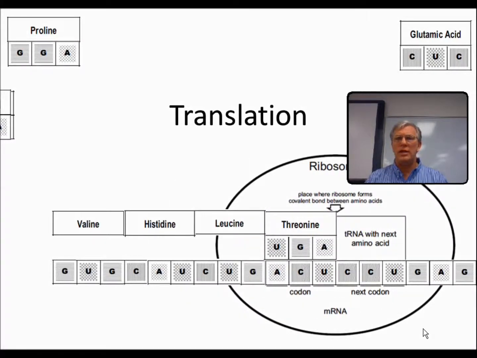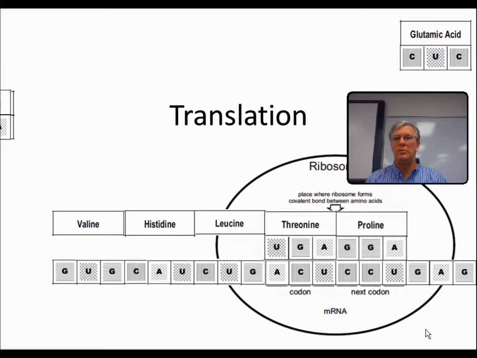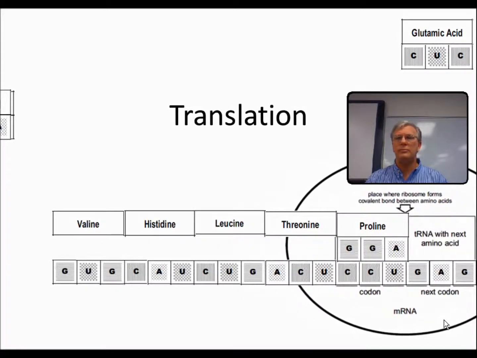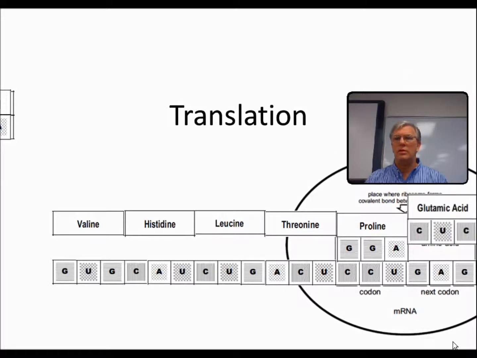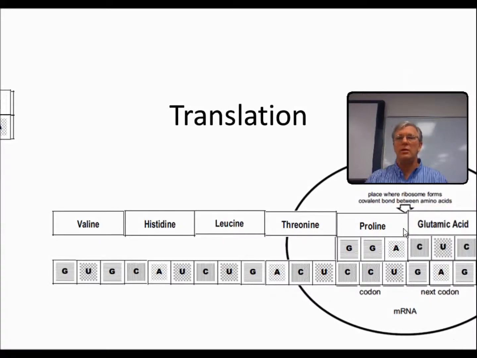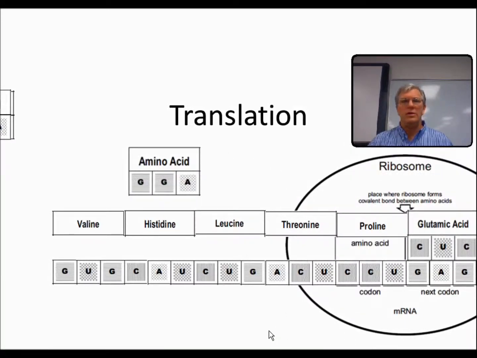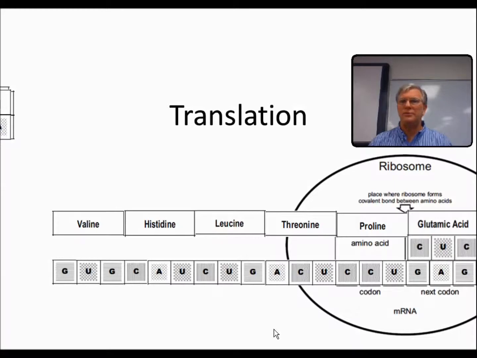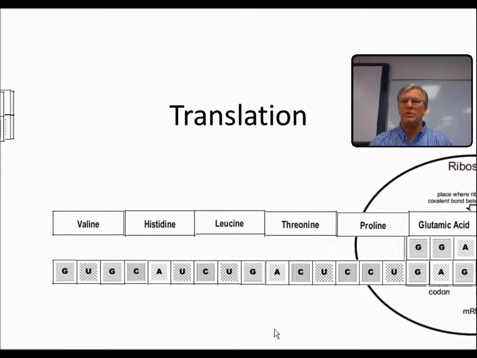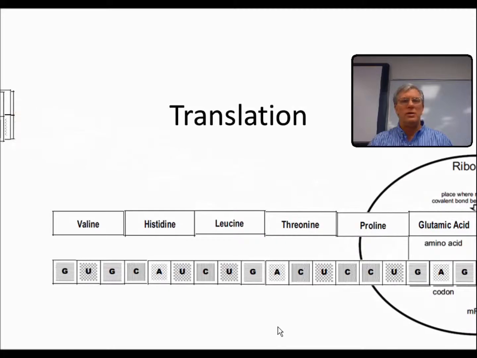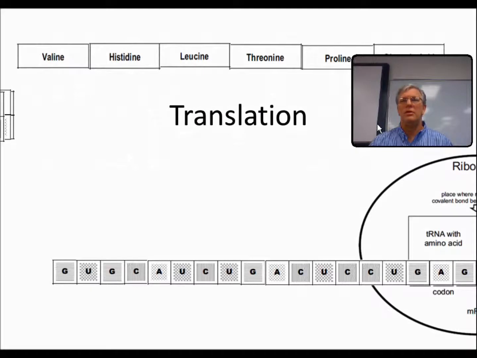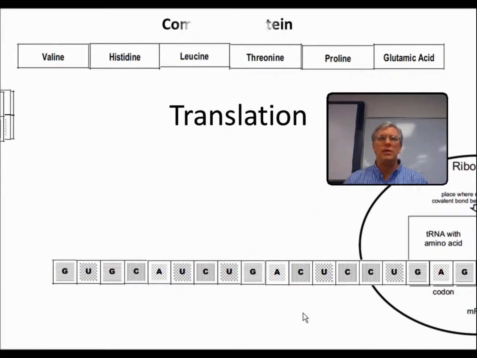The ribosome will slide down. The next tRNA will come. Peptide bond will form. tRNA leaves. Ribosome slides. All right, here comes the final tRNA. Peptide bond forms. Amino acid leaves. Ribosome slides again. There goes our last amino acid, and now we have a completed protein.